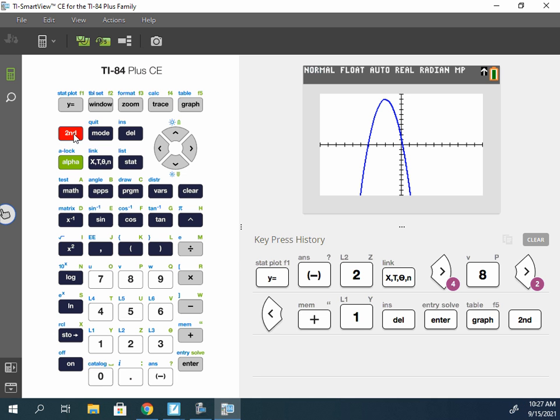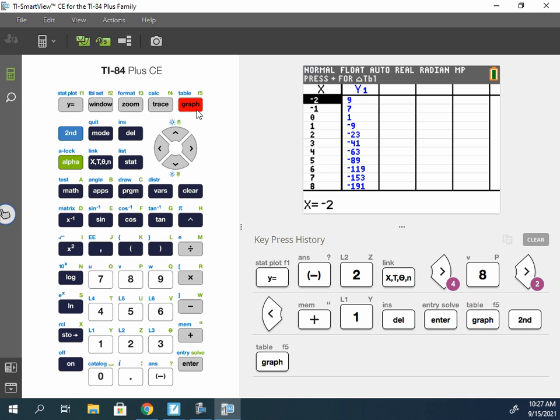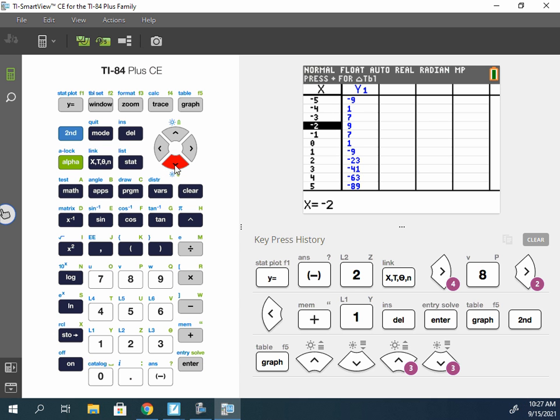Hit second graph. Well, we said the x value was -2 and the y value was 9 for the vertex, yes? Did the calculator just give it to us? And we also said that the axis of symmetry, x equals -2, that all the other points mirror each other from that line. What's the y value one down from the vertex?